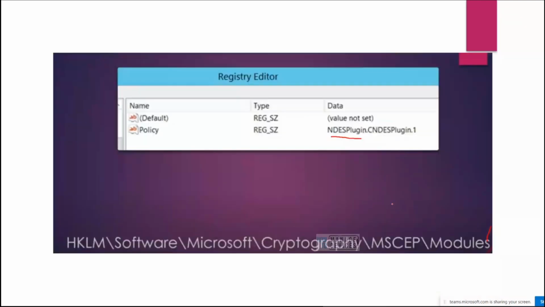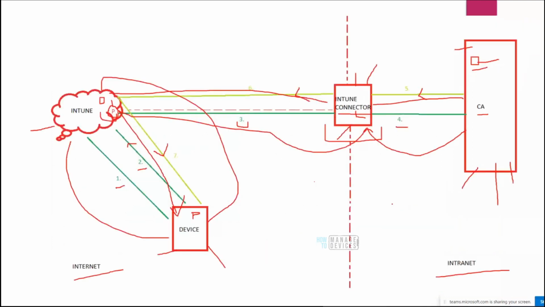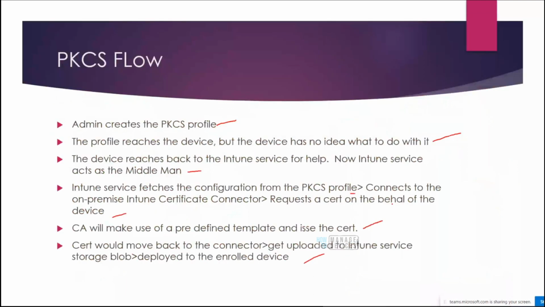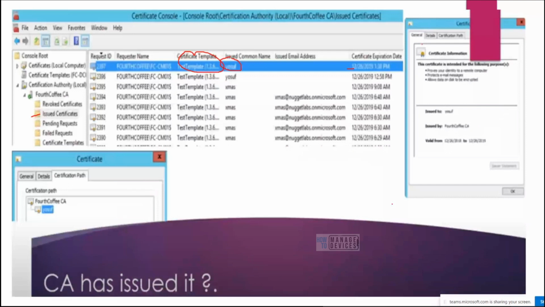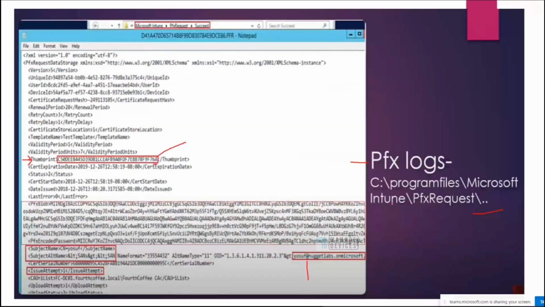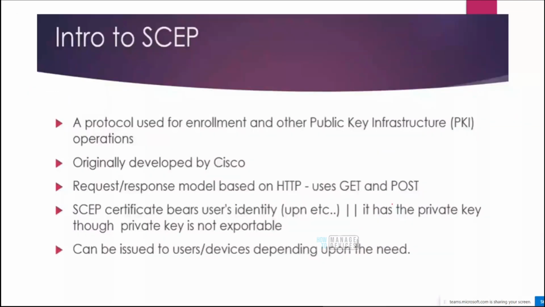PKCS again does not have so many moving components, and if we talk about the components, it just has 4, right? Intune service, device, Intune connector, and the certification authority. Okay. So now, I know that this is too much to take in one session, but if we don't talk about SCEP, then we wouldn't know what is the difference between SCEP and PKCS. So now I'm going to talk about SCEP, and we are going to understand how it is different from PKCS. SCEP is, again, also a protocol. It stands for Simple Certificate Enrollment Protocol.